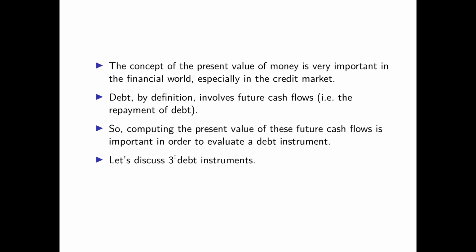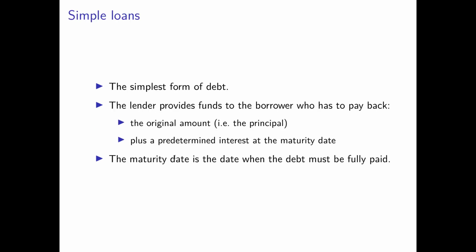Therefore, the time value of money has to be accounted for. So computing the present value of these future cash flows is important in order to evaluate debt instruments. So let's talk about 3 debt instruments. In other words, let's talk about 3 types of credit that can be given to a person or a business or the government, and how the time value of money affects them and how to calculate the present value of these debt instruments.